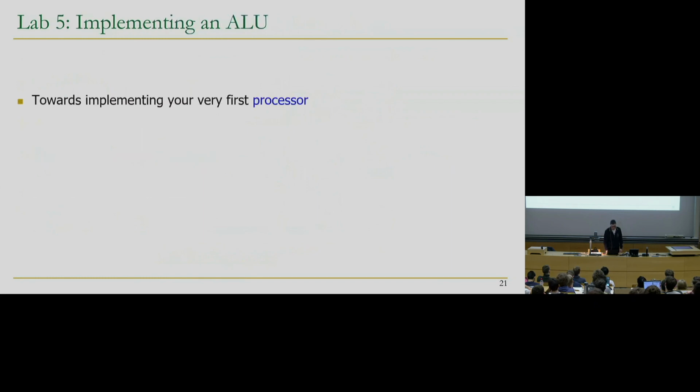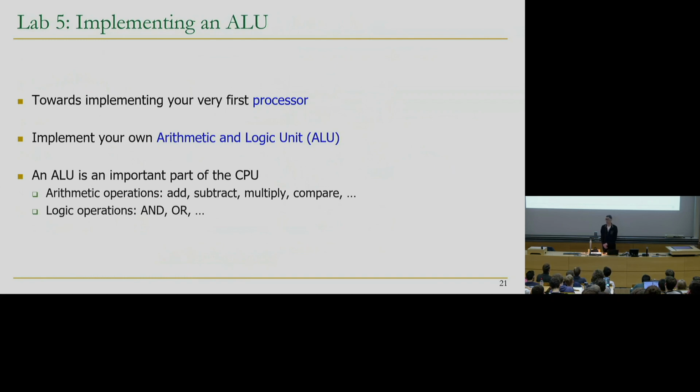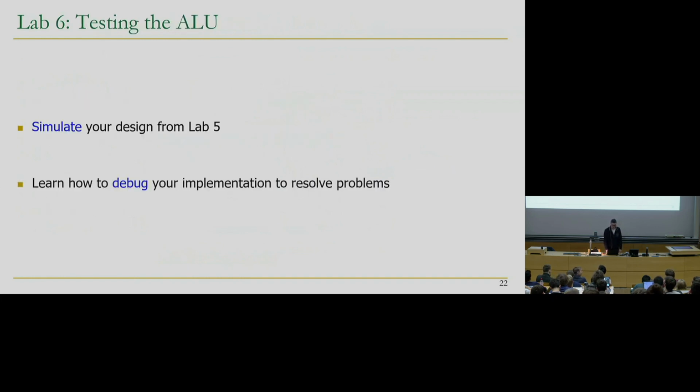Okay. And in lab 5, we will start implementing our simple processor. So we will be designing an arithmetic and logic unit called ALU for it. The ALU is basically a unit that can do addition, subtraction, multiplication, comparison, and other operations. So we'll have lab 6 on testing our design, on simulating our design. We'll learn how to debug the design and how to simulate it to see potential problems.